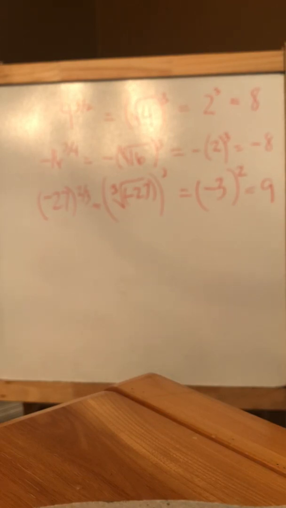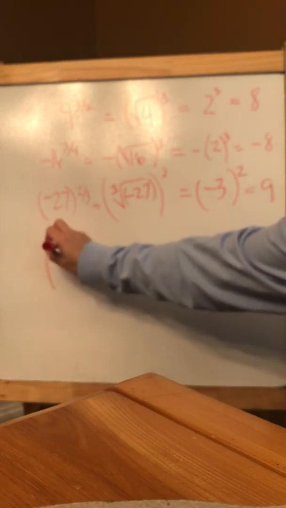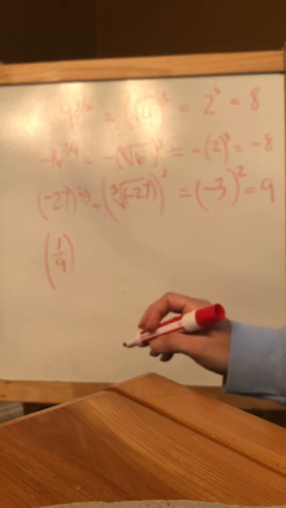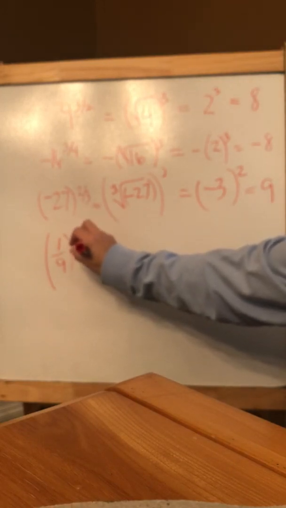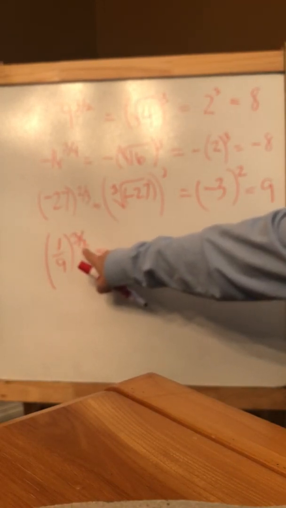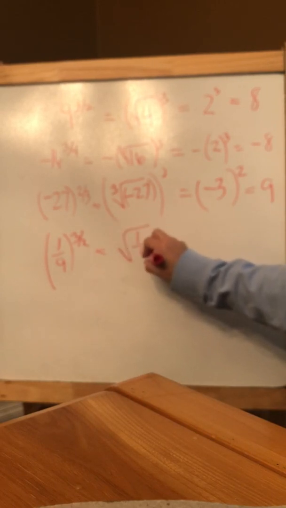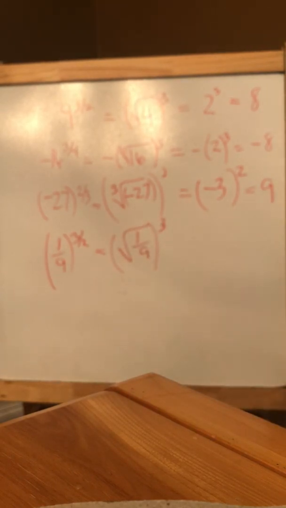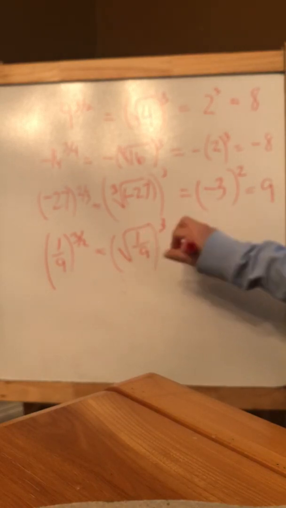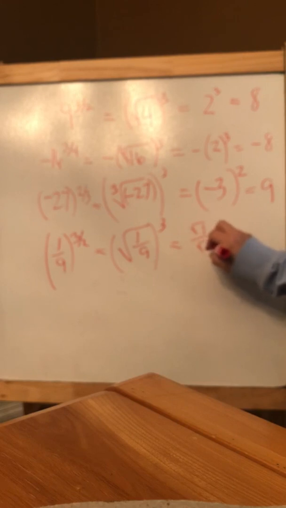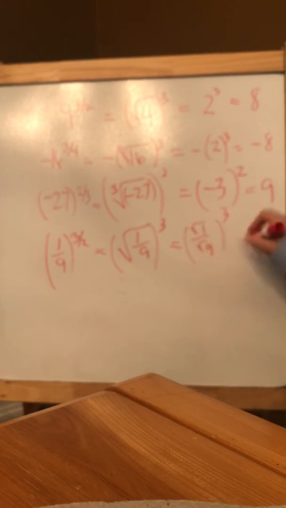Okay. D says 1/9, everything in parentheses, to the 3/2 power. Okay. So we have a 2 on the bottom here, so we're going to take the square root of 1/9. We're going to take that whole thing to the third power. So what is the square root of 1/9? This is the same as writing the square root of 1 over the square root of 9, right? Okay, so the square root of 1 is 1. Square root of 9 is 3. So 1/3 to the third power.